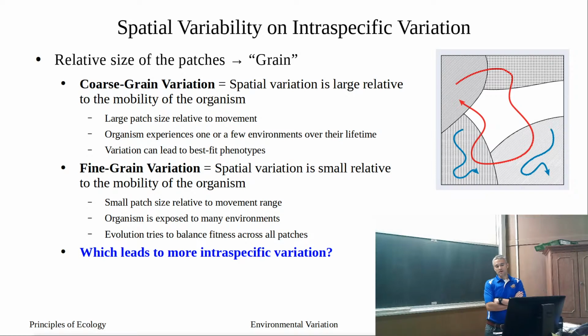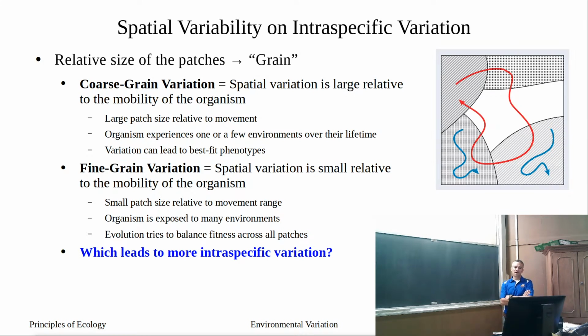Fine-grained variation is when our spatial variation is small relative to the mobility of the organism. Now, the individual pixels on our ultra-high definition YouTube stream are super small, so you can see extreme detail in that video. When 760 high definition TVs came out, they marketed it as you can see every blade of grass on the TV. It's like, yeah, that's great if you have the actual broadcast in high definition.